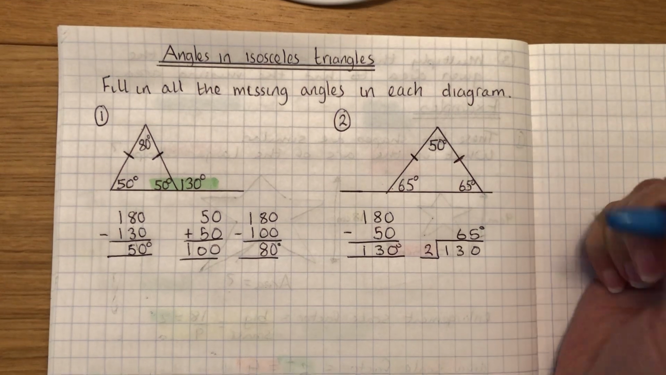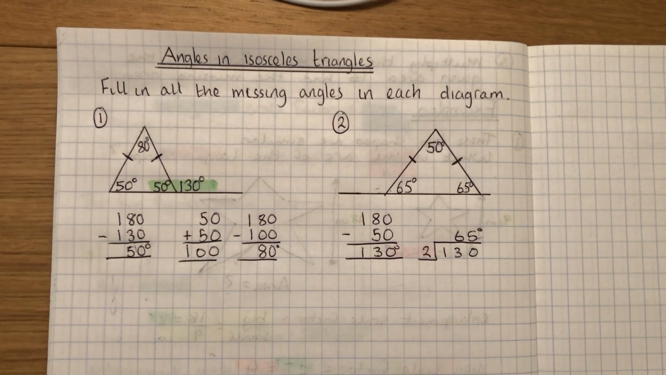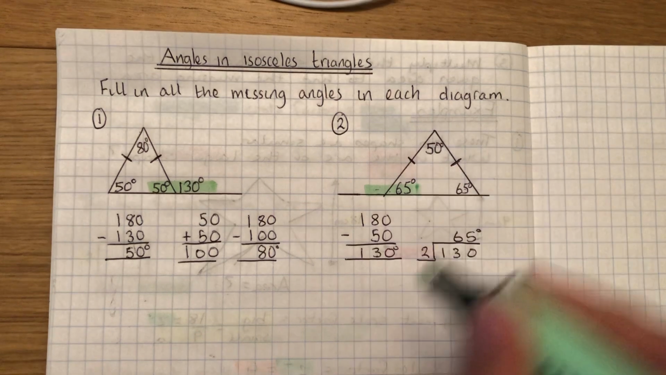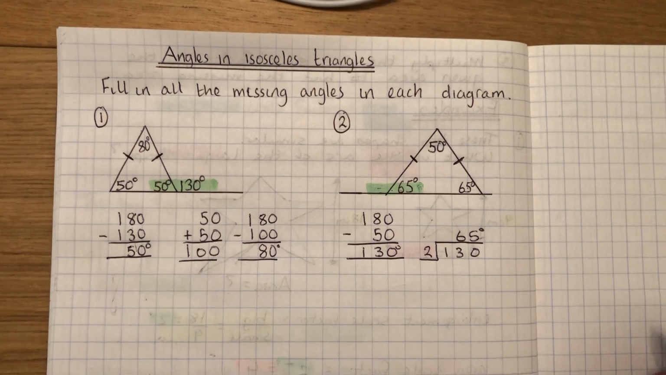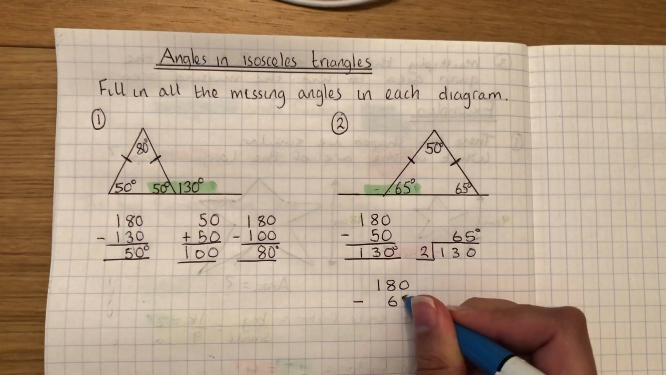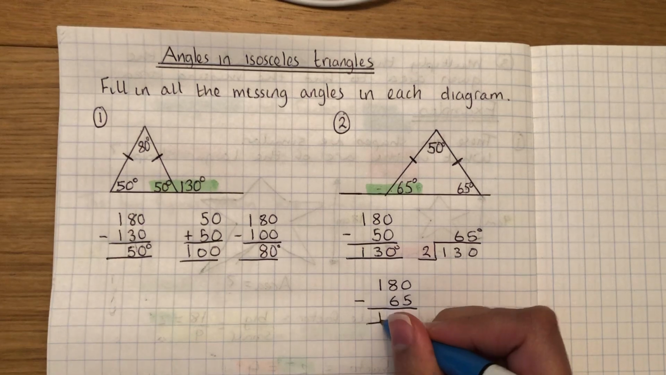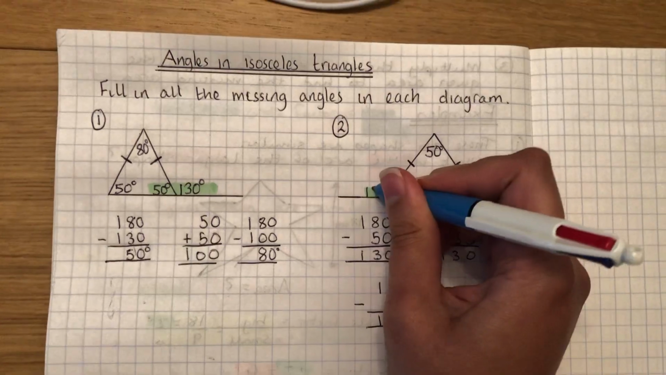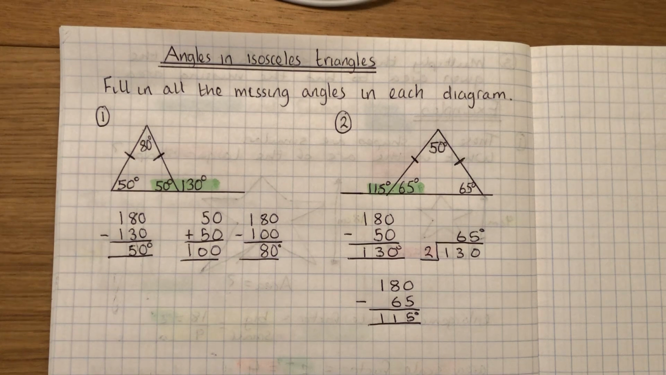So we're almost finished. We've got one more angle to find, which is this one on the outside of the isosceles triangle. So what we're going to do again is consider that we have a straight line there. So remember, straight lines make 180 degrees. So 180, take away what you know, the 65, will tell us what that missing value is, which is going to be 115 degrees. So we've got 115 degrees on the outside of the isosceles triangle.